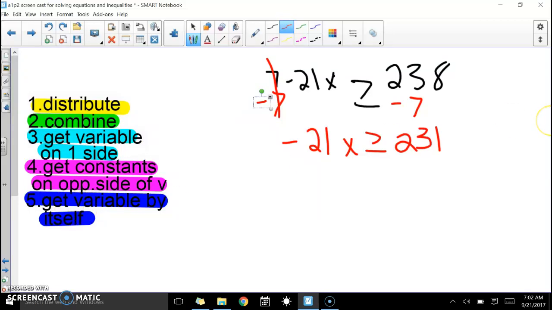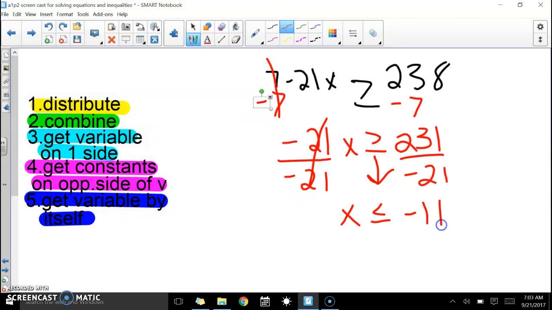Now I just have to get the variable by itself. So I'm going to divide by negative 21. Divide by negative 21. x is, I divided by a negative, so I have to switch my sign. Okay, and then 231 divided by negative 21 gives me negative 11. If I were to graph this, I would have a closed circle and I would shade to the right.